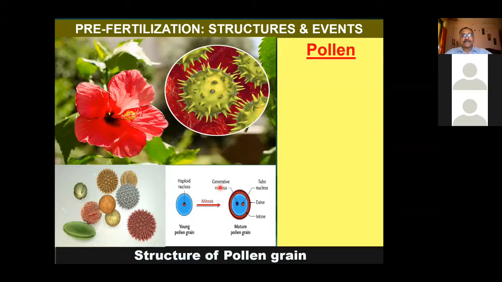Microsporogenesis means the formation of microspores from the microspore mother cells. And this formation of microspores from the microspore mother cell, you can see that that is because of reduction division, because the microspore mother cell is diploid and the microspore is haploid.